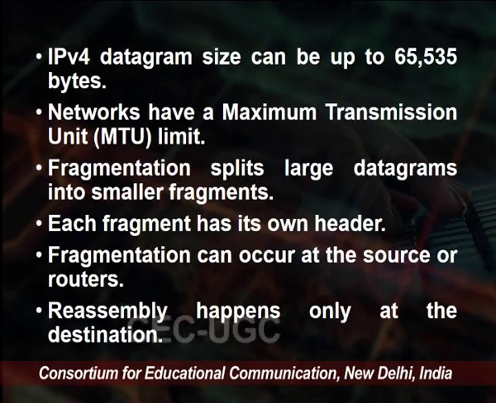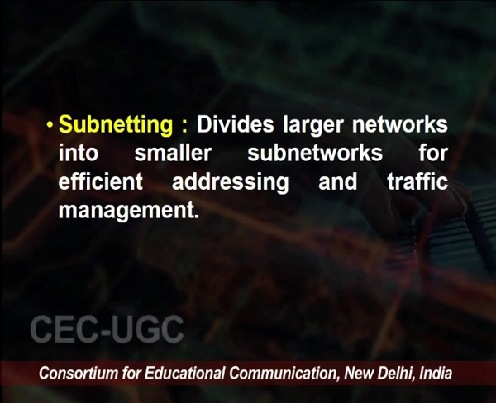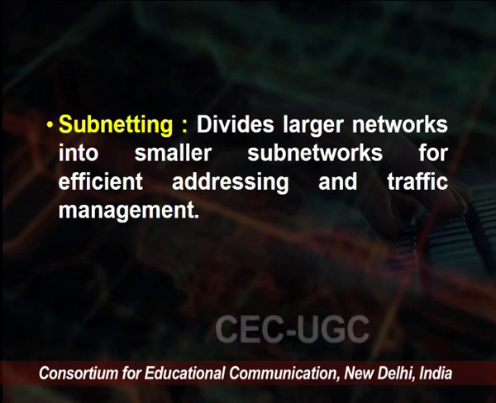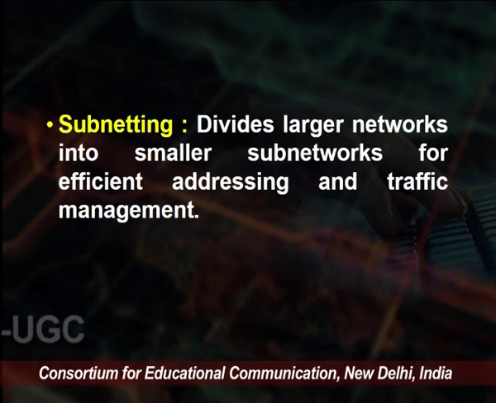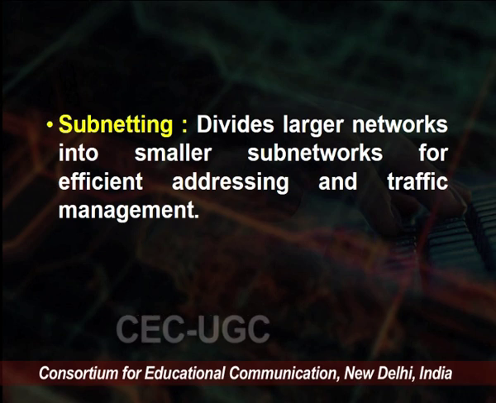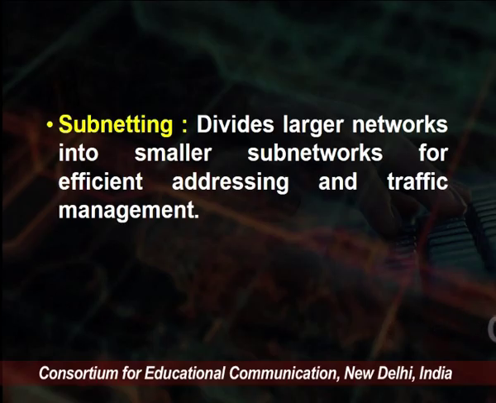We can say reassembly obviously is going to happen at the destination end. So, this fragmentation and reassembly was also a major task of your network layer. In this whole, one functionality which comes up is subnetting. Subnetting is dividing a network into its subparts, or we can say dividing large networks into smaller subnetworks, and this is done in order to ensure efficient addressing and traffic management.